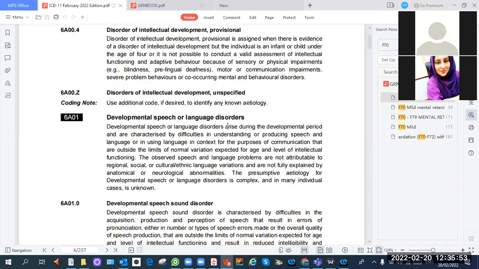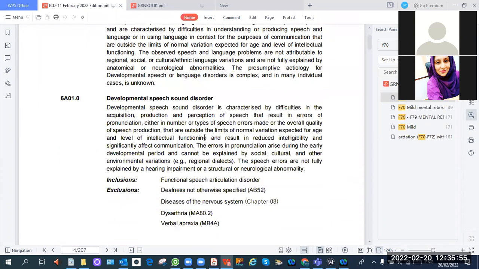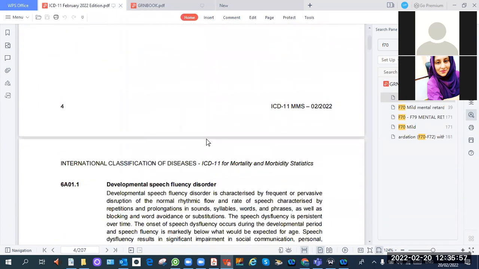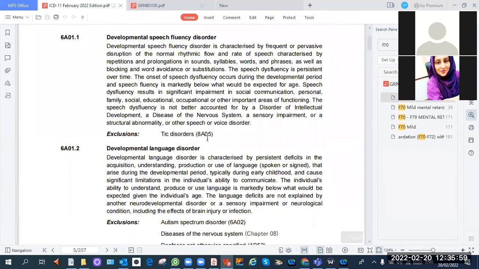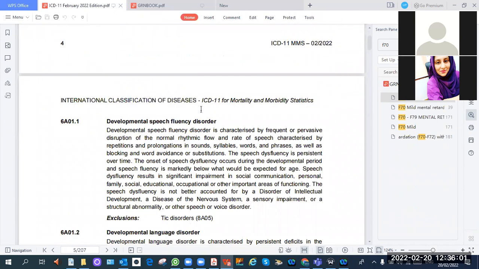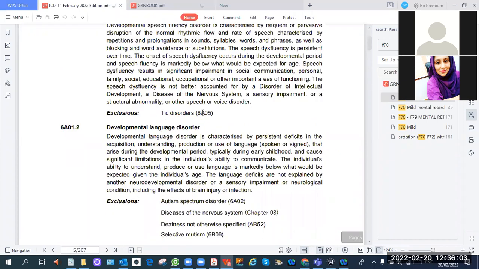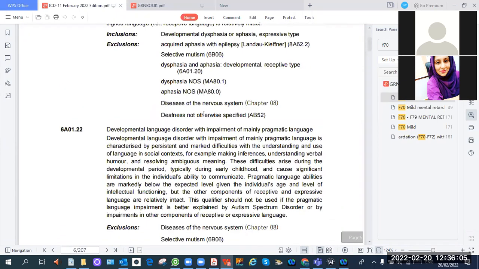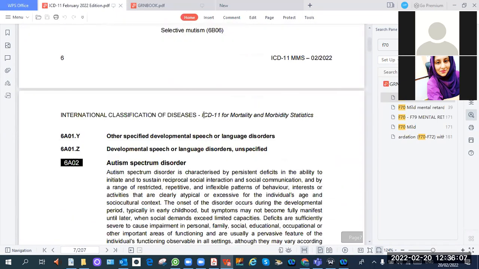So next is developmental speech and language disorders. It is the same, just the terminology is different. Speech fluency disorder, language disorder. So we'll just run through this terminology.